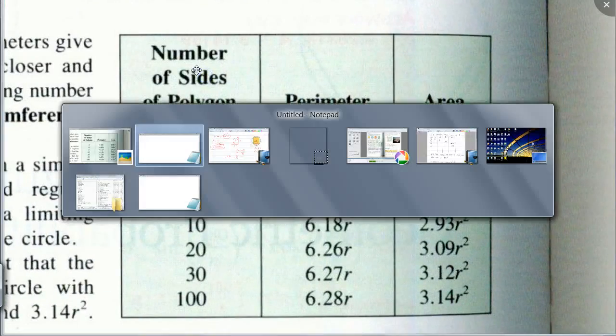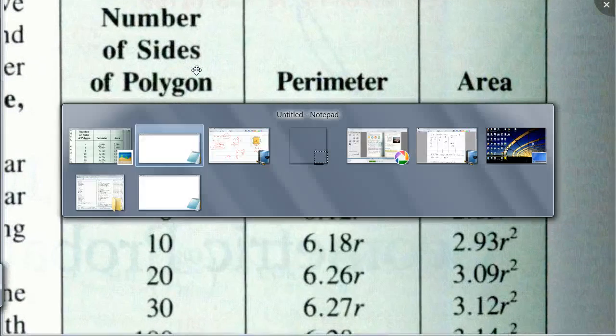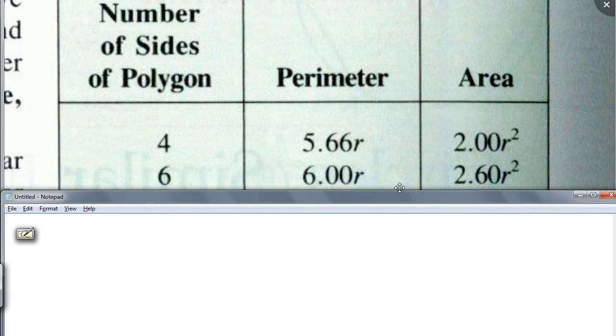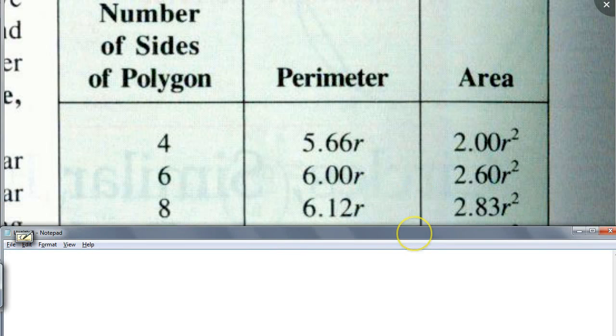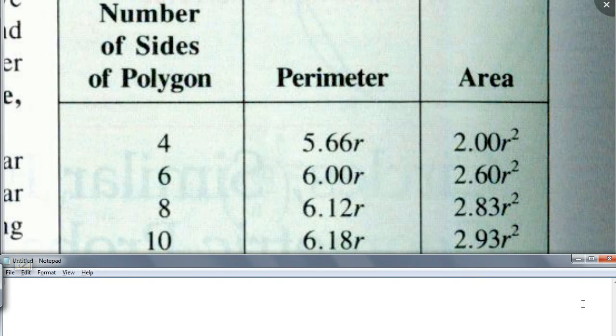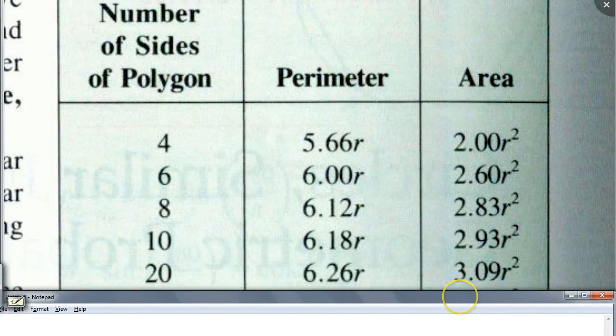You guys remember? So let's look at this table again. This table is kind of interesting. Let's see if you guys see some kind of pattern. So for the 6-sided figure, we said it was this. For the 8-sided figure, you get 6.12 R for the perimeter and 2.83 R squared for the area. They did this for the 10-sided figure. Kind of nice, they did it for us. Perimeter 6.18 R, area 2.93 R squared. Look, they did it for 20 sides. You get 6.26 R, 3.09 R squared.